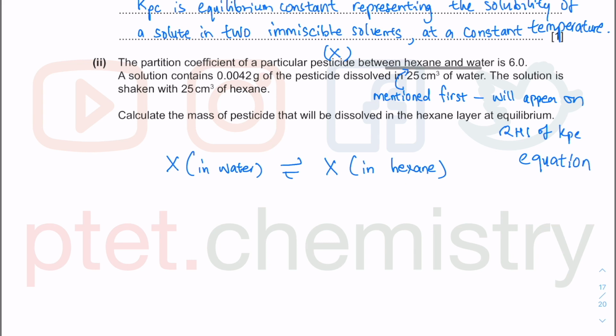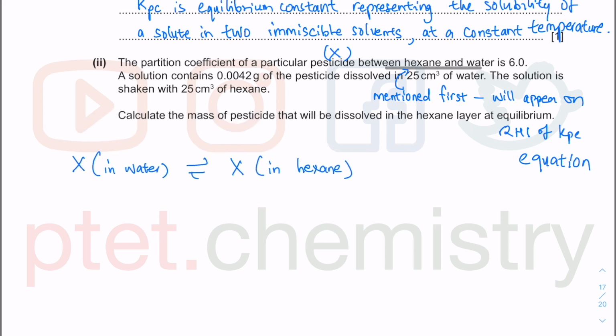So what is my KPC expression? My KPC expression will be the solubility of X in hexane divided by the solubility of X in water. KPC is a value with no unit based on this particular equation there.